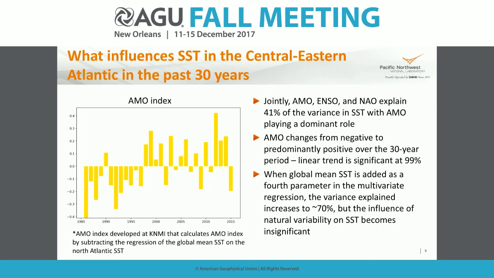And so lastly, we also look at what might be controlling the SST over the central eastern Atlantic Ocean. And so we use three factors, the AMO, ENSO, and the North Atlantic Oscillation. And then we find that these three factors altogether explain 41% of the changes in the SST in the past. But interestingly, if we add global mean sea surface temperature, throw it into the correlation, we find that it can explain altogether 70% of the variability of rapid intensification in the past. And after we throw in the global mean sea surface temperature, we find that all these other factors, AMO, ENSO, and NAO, became insignificant, meaning that the global mean sea surface temperature basically explained most of the changes that we have been seeing in the past for rapid intensification.